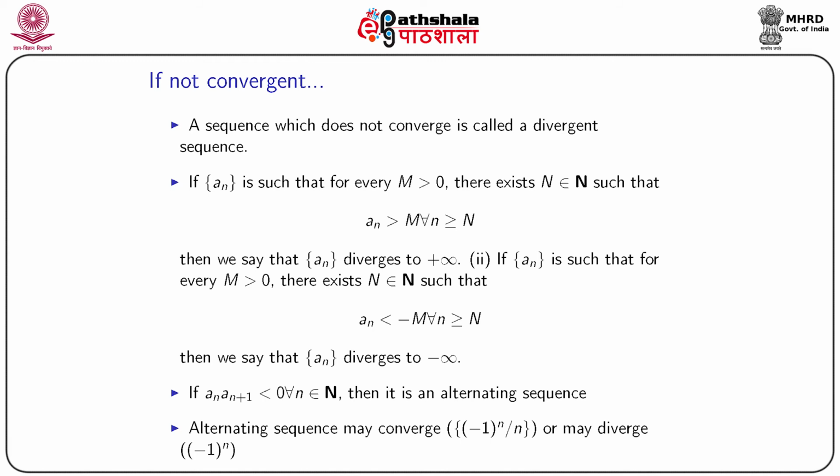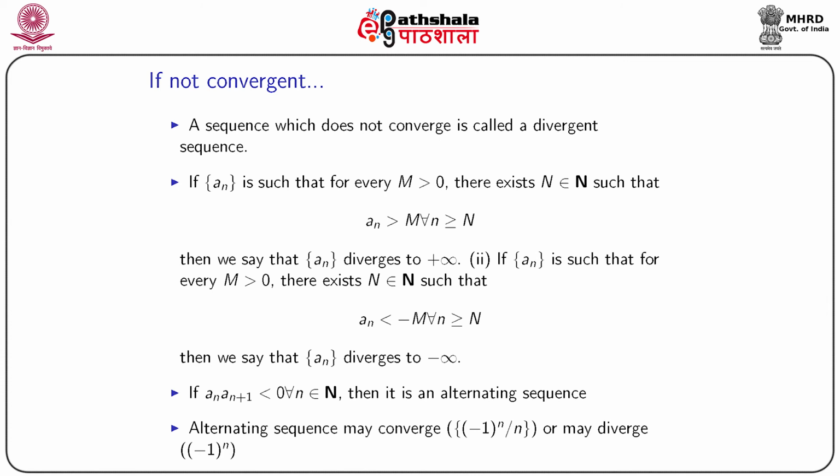What will happen if the sequence is not convergent? A sequence which doesn't converge is called a divergent sequence. And if an is such that for every capital M greater than 0 there exists some capital N belonging to the set of natural numbers such that an is greater than capital M for all n greater than or equal to capital N, then we say that an diverges to plus infinity. And if an is less than minus M for all n greater than or equal to capital N, then we say an diverges to minus infinity.